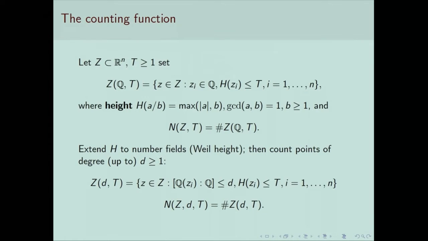We'll need this. We want to talk about quadratic points at some point, so I put down this definition. You can extend the height to number fields, to algebraic numbers, in the usual way. And then we can count points on a set Z which are of degree D. So we simply demand that each coordinate is an algebraic number of degree at most D, and that the height of each coordinate is at most T. And then we have this set of points and its cardinality, the counting function.